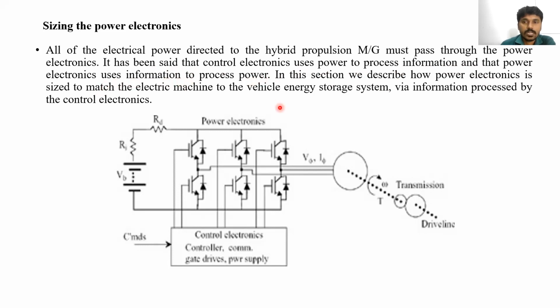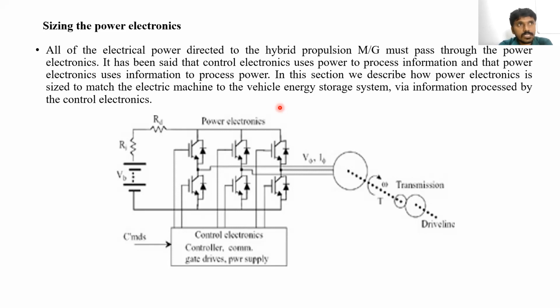In this section, we are going to describe how power electronics is sized to match the electric machine to the vehicle energy storage system via information processed by the control electronics. Whenever we design electric vehicles, we use an electrical motor, and to supply electrical energy to the motor we use a battery.